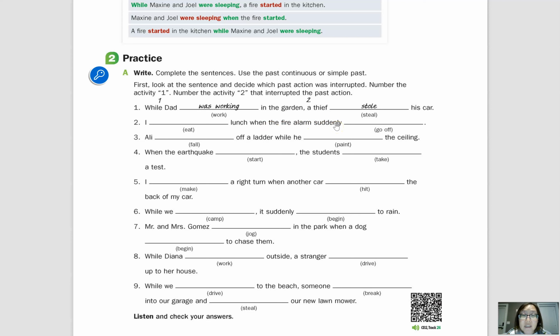So I want you to go ahead and take a look at the rest of the sentences, and when you're, oh, actually I forgot to mention here. So I was eating lunch. This is the continuous activity. So we can put number 1 here, and then the fire alarm suddenly went off. We can put number 2 here because this is the action that interrupted eating lunch. Okay, so you can pause the video and continue when you are finished.